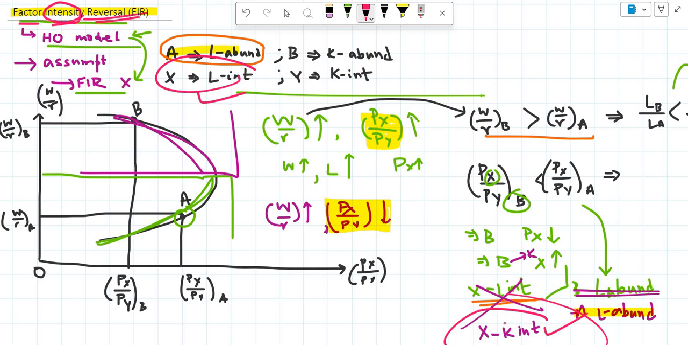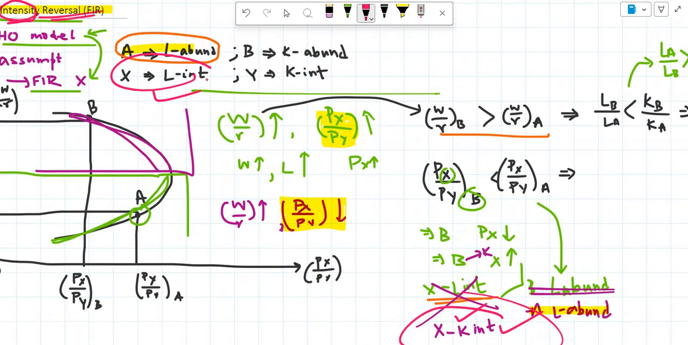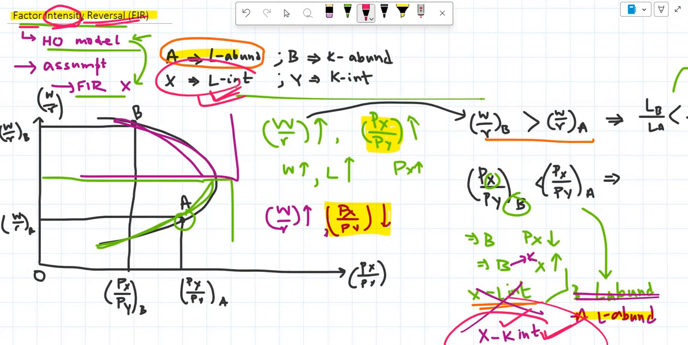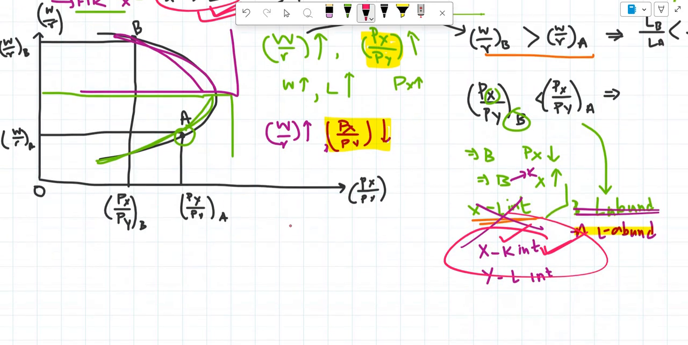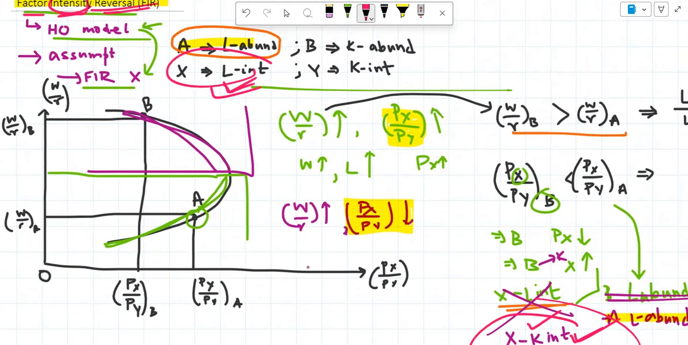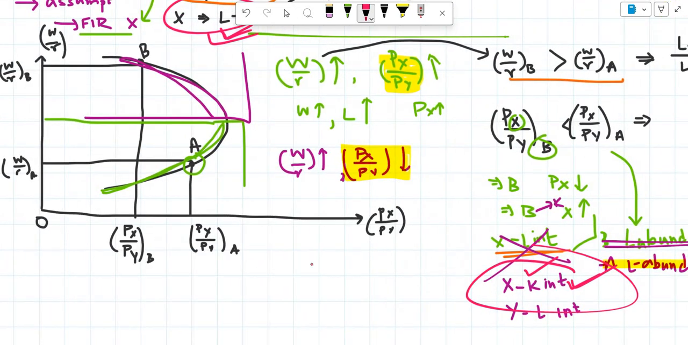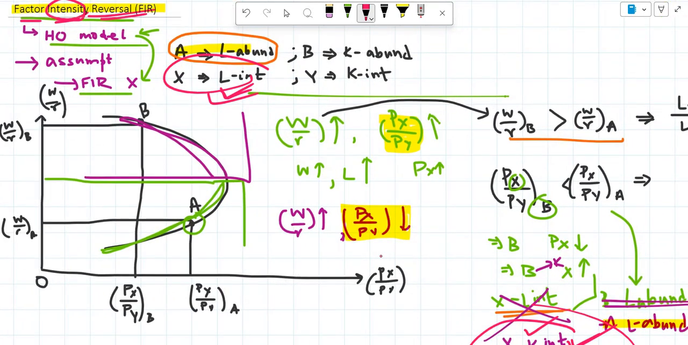Factor intensity reversal. X was at first K intensive, then it becomes L intensive, or it was first L intensive, then it becomes K intensive. So that is the factor intensity reversal. That is one way of explaining it. This is not something that is really to be applied in depth as such. I don't think people will ask you to explain factor intensity reversal in so much detail. Basically, if you're asked about factor intensity reversal, this graph should be sufficient.